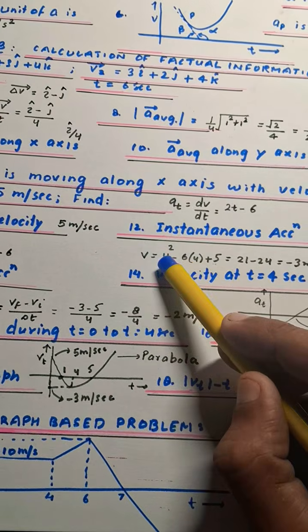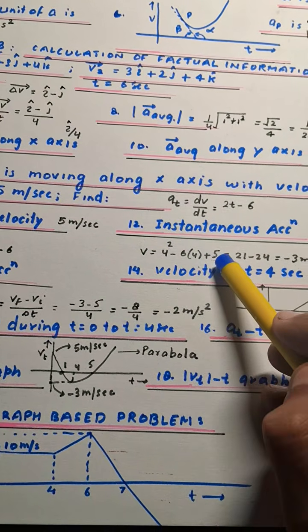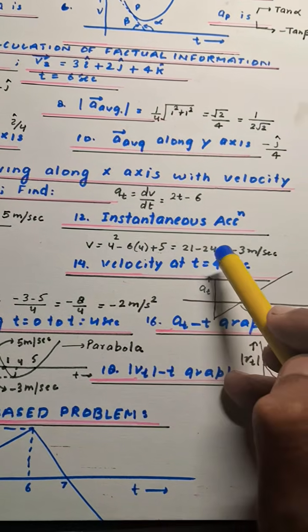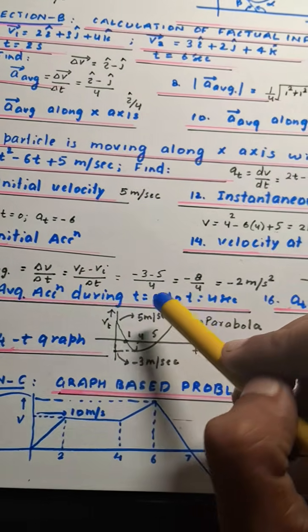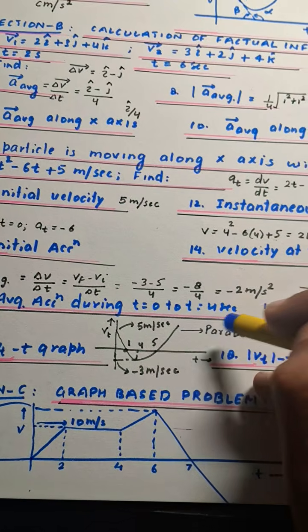We have v is equal to 4 squared minus 6 into 4 plus 5, which is 21 minus 24, which is minus 3 meter per second. Next question is average acceleration during t is equal to 0 to t is equal to 4.